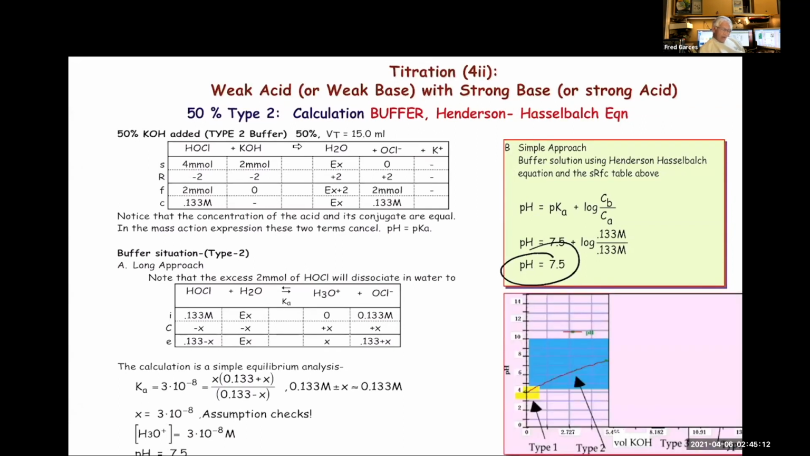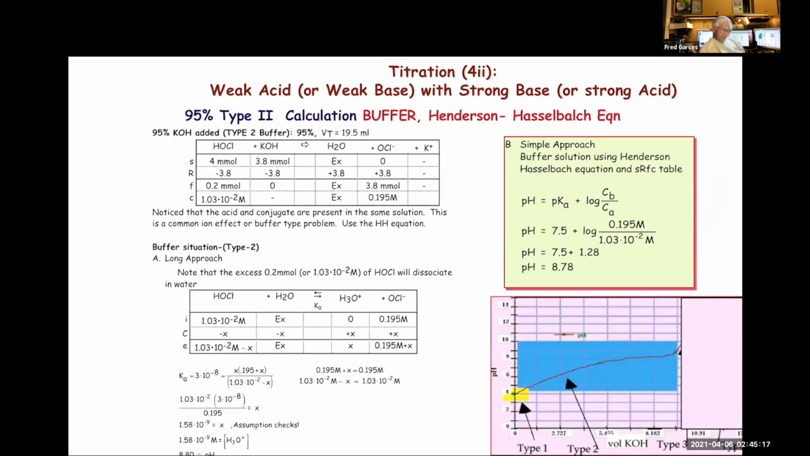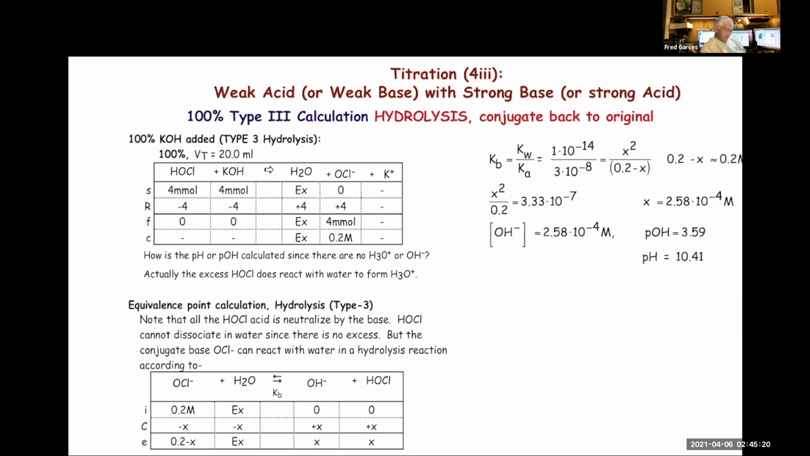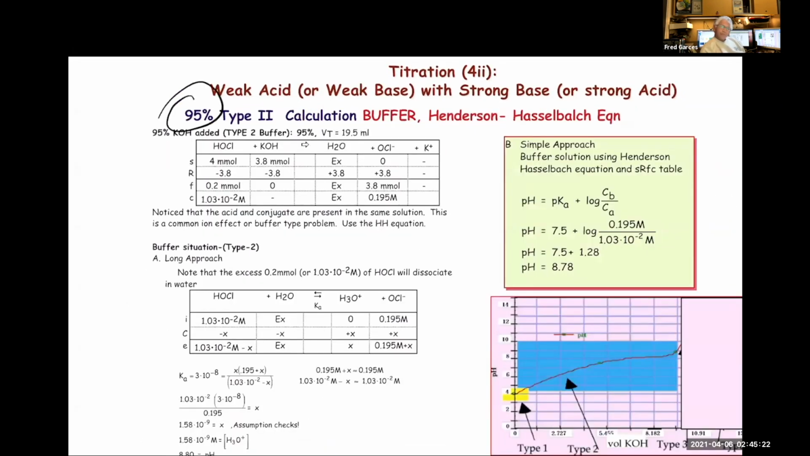Now at 95%, which is the next problem right here, that's a buffer problem. First thing you need to do is figure out how many moles of acid you have, how many moles of base you're introducing. At 95%, that's 3.8 moles. Take 0.4 and multiply by 95, that's 3.8. So 3.8 is the limiting reagent. You're going to form 3.8 of the conjugate.